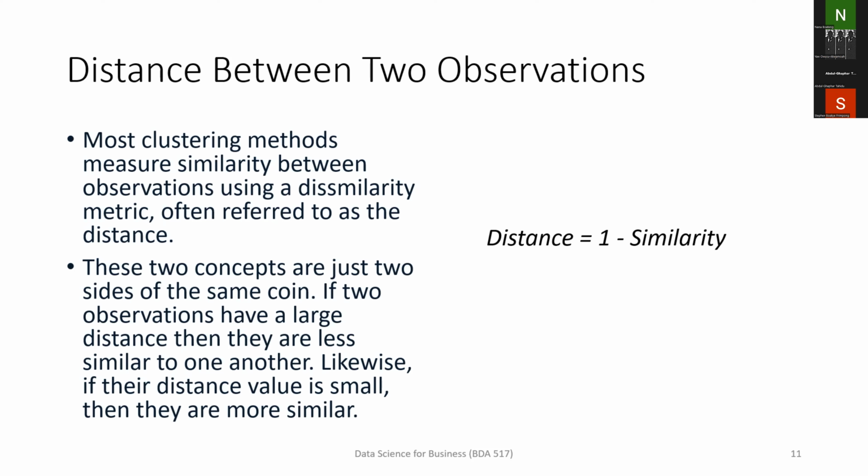So it's the same concept, but it's like you have two coins, but it gives you the same information. If you know this, you can know that. If you know similarity, you can know distance. If you know distance, you can know similarity, because the one is given.